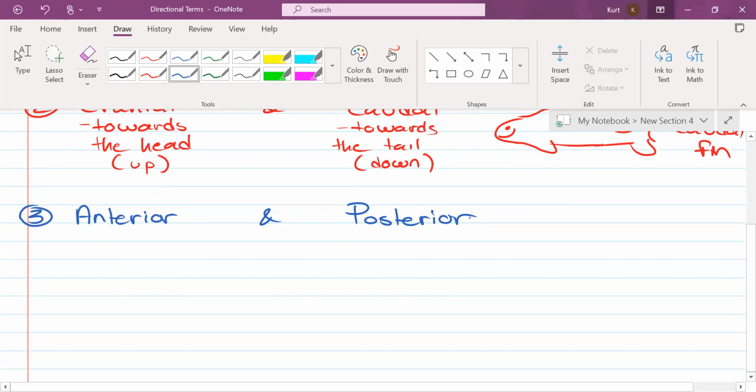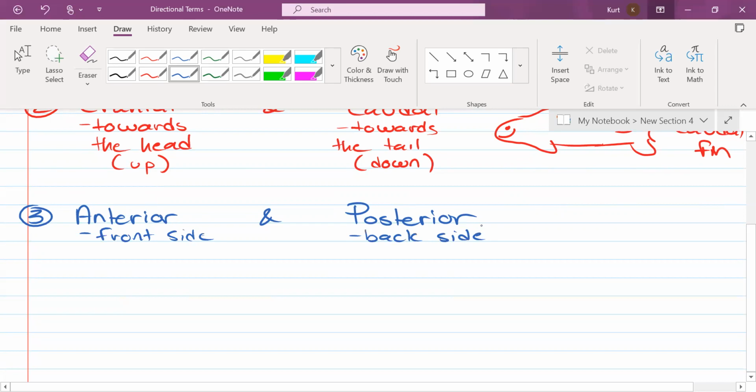What do you suppose the P in PCL stands for? Posterior. ACL stands for your anterior cruciate ligament, and PCL is posterior cruciate ligament. The ACL is in the front of the knee. The PCL is in the back of the knee. So anterior means front side or just front, and posterior means back side or just back.